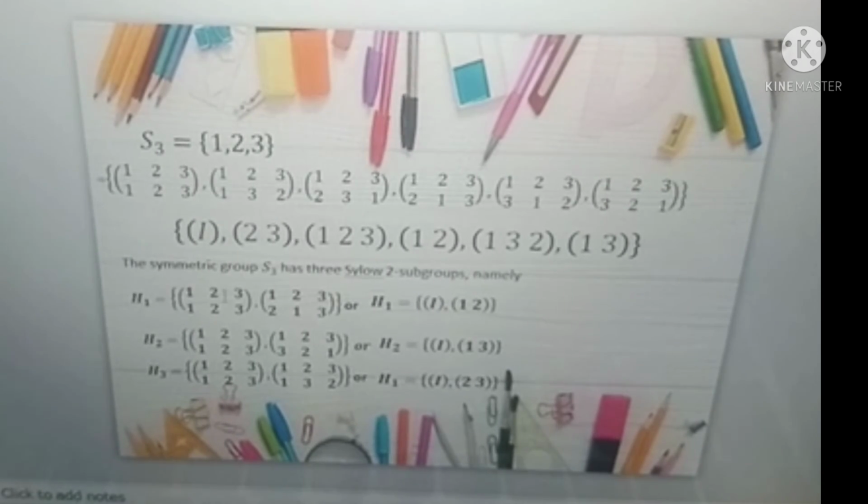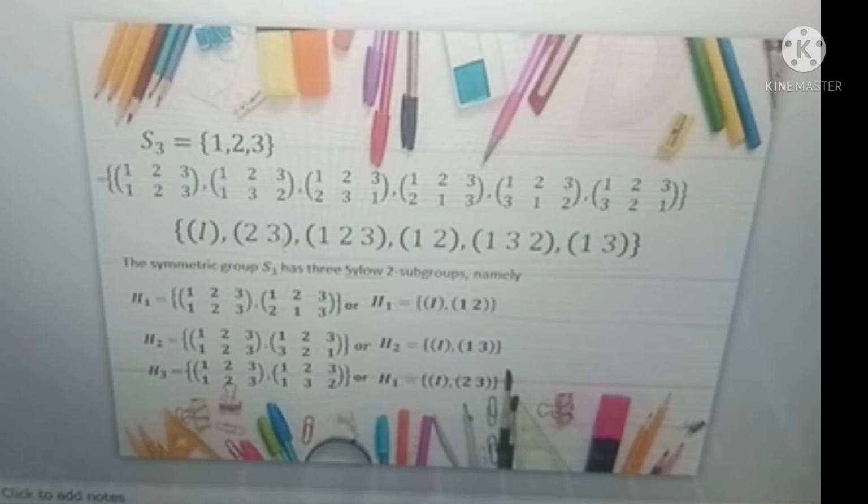So the symmetric group S3 has 3 Sylow 2-subgroups. How many elements are in this one? How many groups contain 2 elements? Sylow 2-subgroups contain elements of order 2, so meaning (2 3), (1 2) and (1 3). That is why for the Sylow 2-subgroups, we have 3 subgroups.